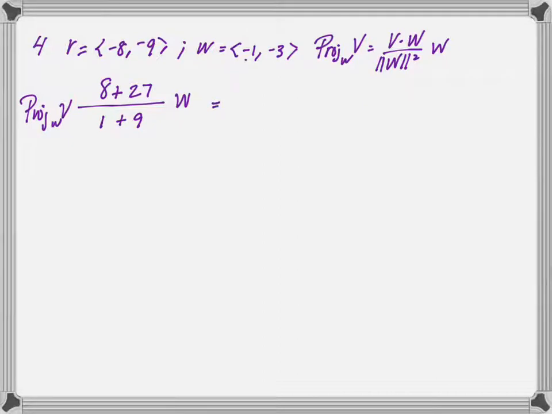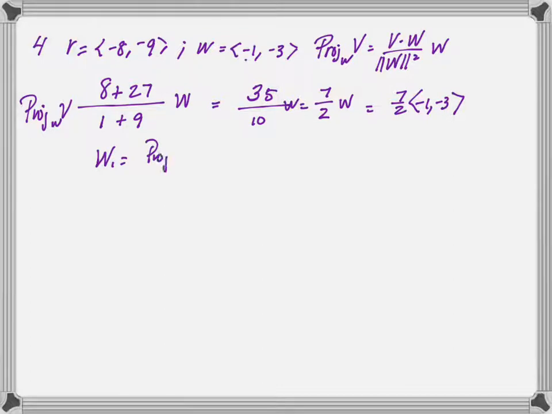So that's equal to 35 over 10. So that would be 7 halves w, or 7 halves times (-1, -3). So for w1, which is the projection of v onto w, I get (-7/2, -21/2). Okay, so that's w1. So then w2 is equal to v minus w1.